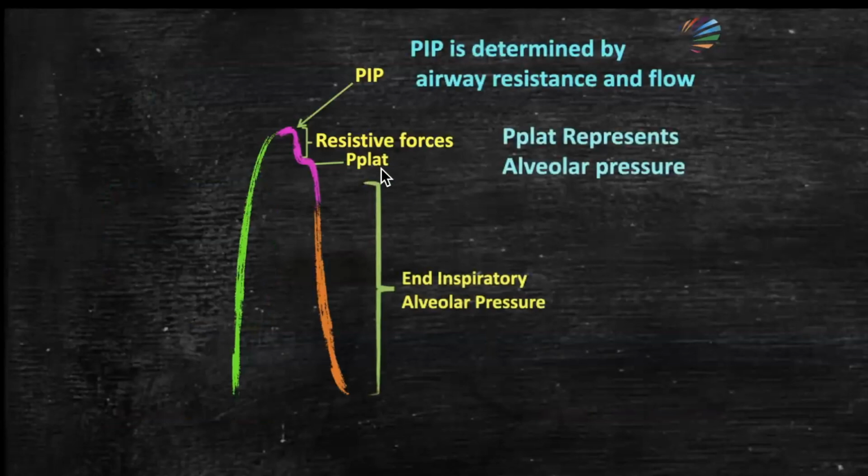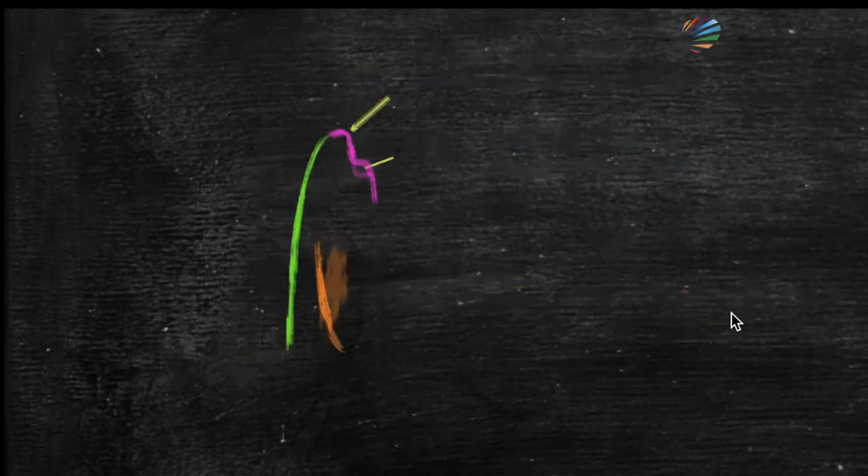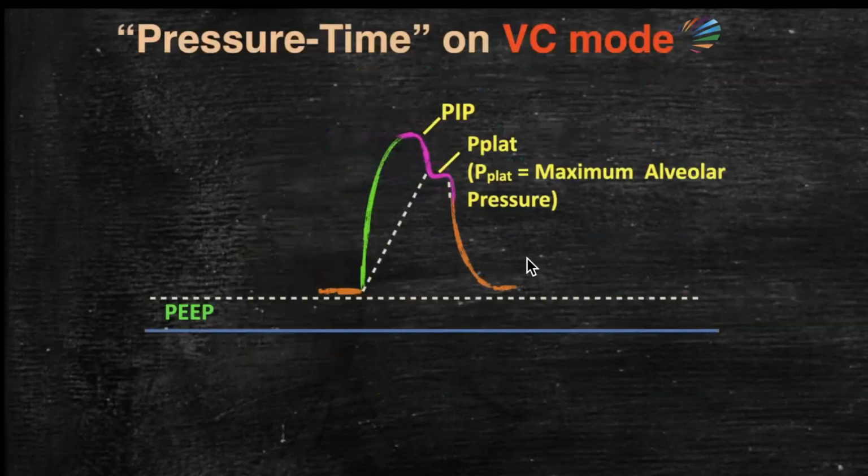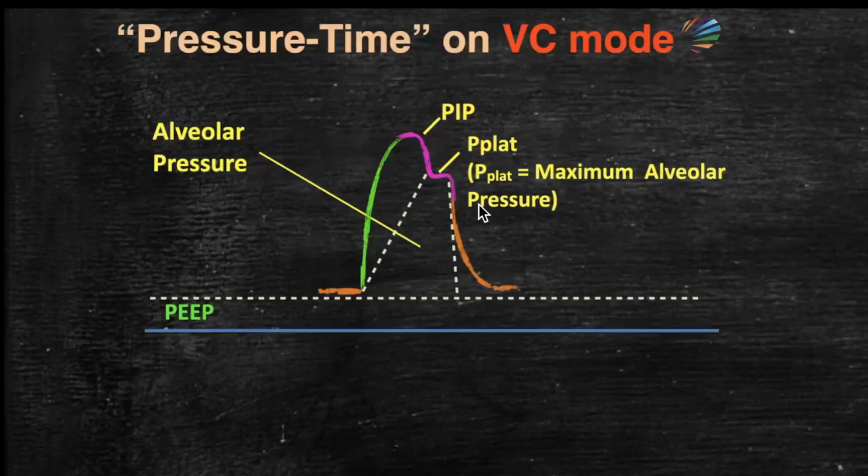And the plateau pressure is basically giving an impression about the alveolar pressure. And PIP is determined by the airway resistance, as we discussed. The difference between P plateau and PEEP, or positive end-expiratory pressure, is nothing but driving pressure. So this is how it is, and plateau pressure usually represents alveolar pressure, particularly when there is a normal chest wall elastance.